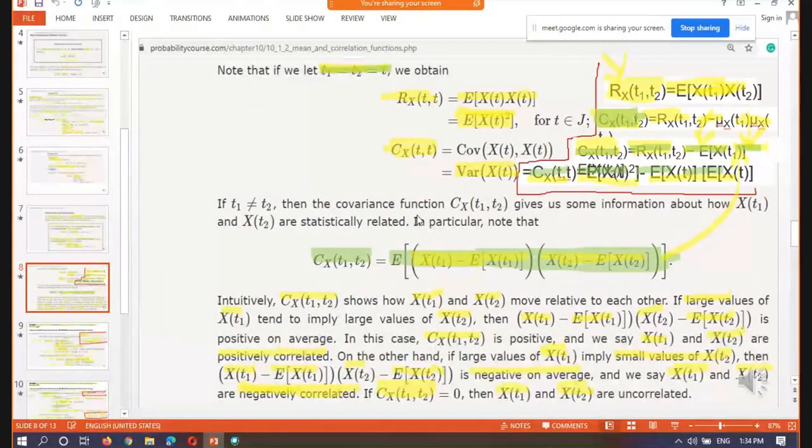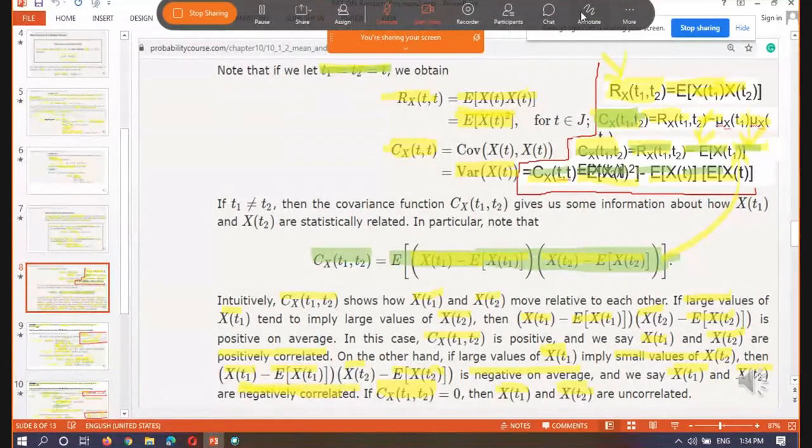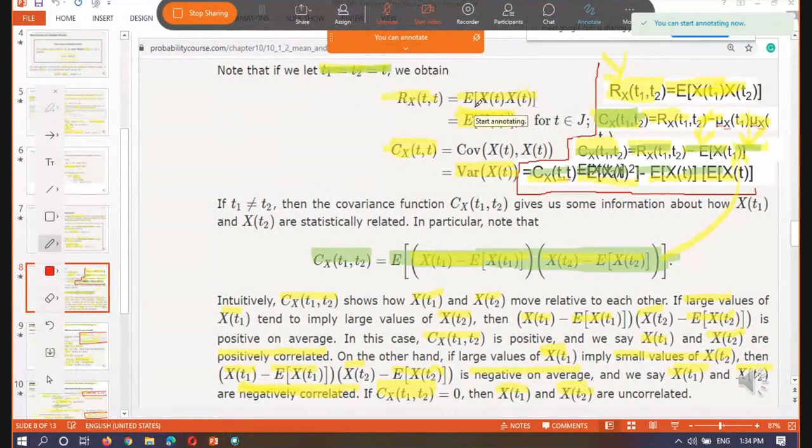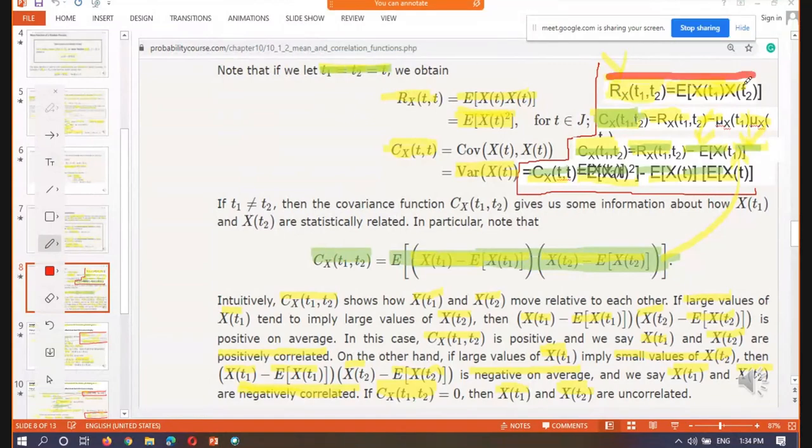With the help of this autocorrelation function, we can calculate the expectation of X(t) square also. The definition of the autocorrelation function R_X(t1, t2) is the expectation of X(t1) into X(t2). If here I replace t1 by t and t2 by t, it means it is the expectation of X(t) whole square. So the expectation of X(t) square is R_X(t, t).